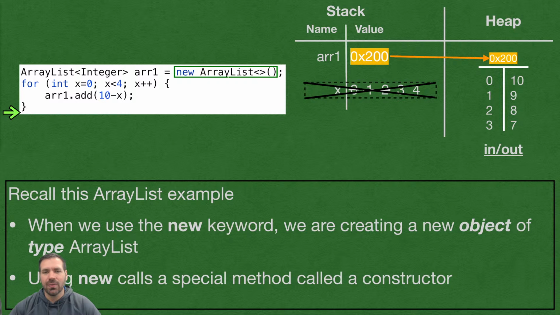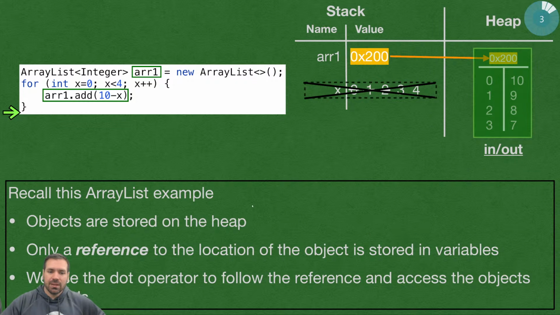But we have new ArrayList and a constructor call, and this constructor takes no parameters. What that does is give us a reference to an ArrayList on the heap, and then we can store our values in that ArrayList on the heap, and our variable just stores a reference to that ArrayList object on the heap.